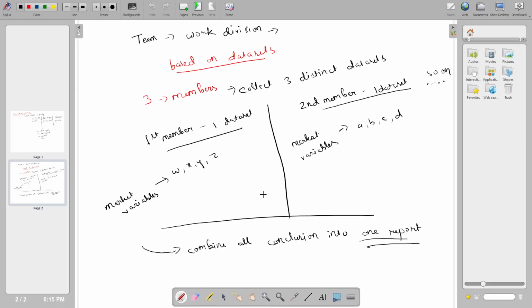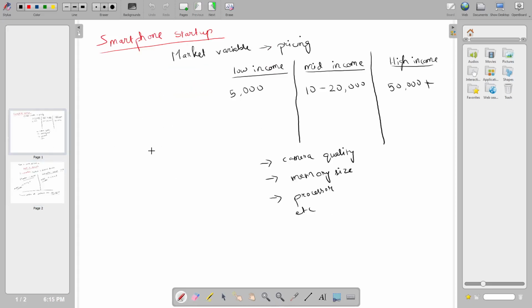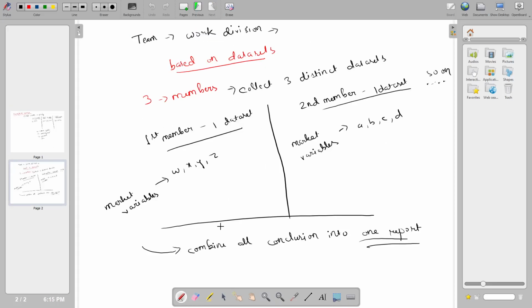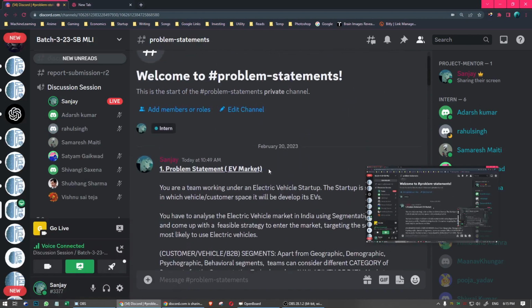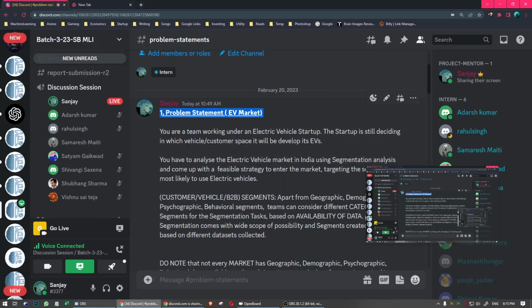Okay, this thing is clear. Regarding the EV market, if you choose to work on it, keep one thing in mind. The EV market is very new. Right now the existing vehicle market is petrol and diesel, and in future the existing petrol and diesel market will become the EV market.